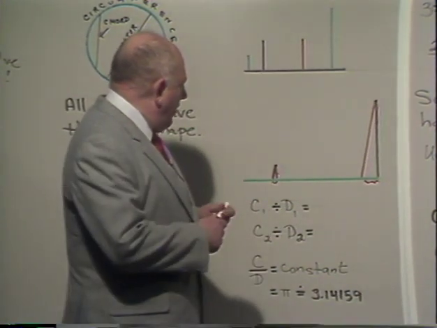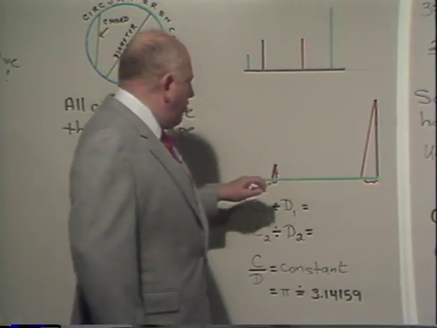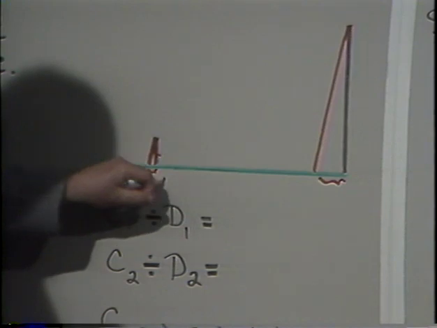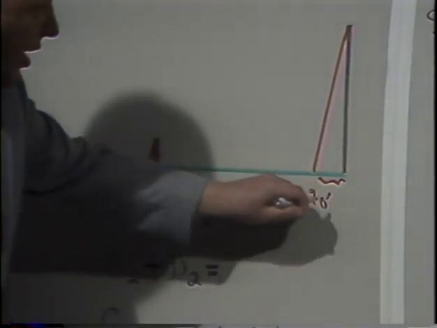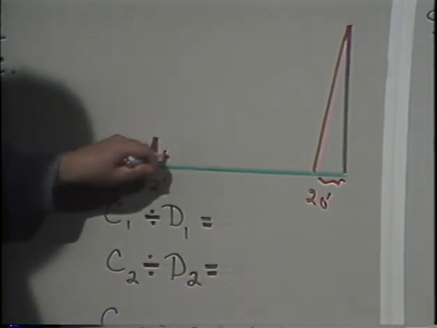For example, I'll just make up some numbers here. If this shadow was, say, 2 feet long, and this shadow here was 20 feet long, and this stick was 6 feet tall.